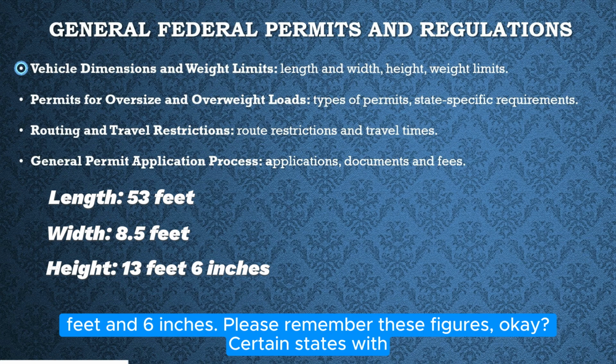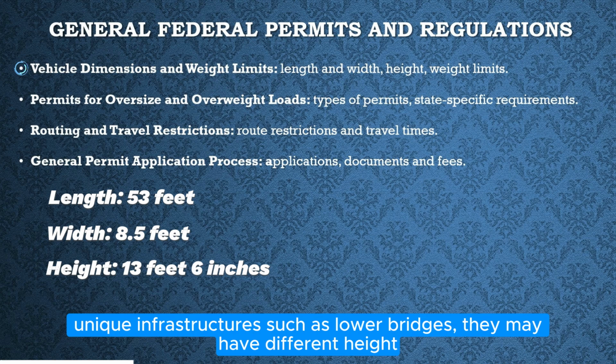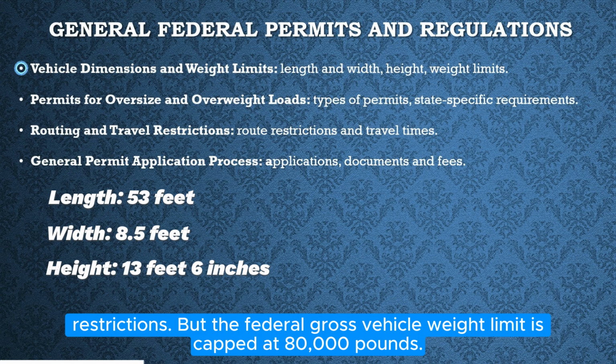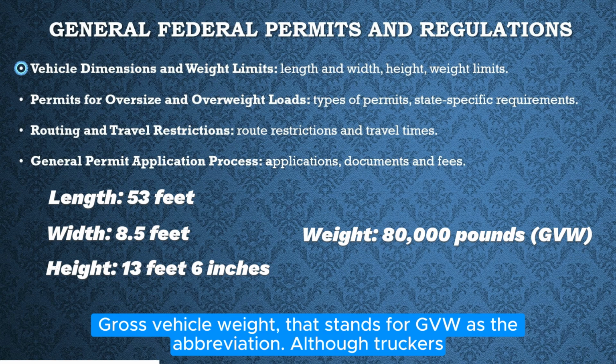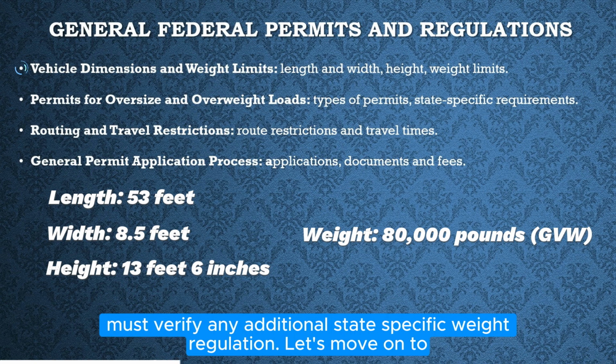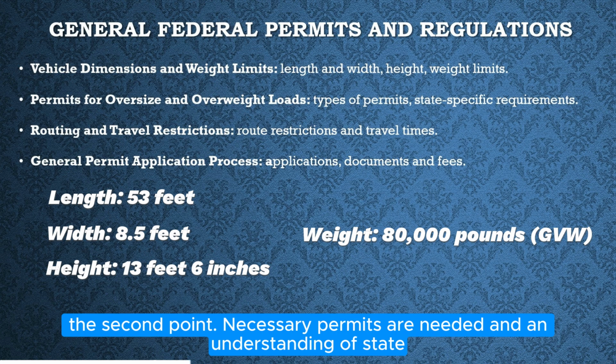Certain states with unique infrastructure, such as lower bridges, may have different height restrictions. But the federal gross vehicle weight limit is capped at 80,000 pounds. Gross vehicle weight. That stands for GVW as the abbreviation. Although truckers must verify any additional state-specific weight regulations. Let's move on to the second point.